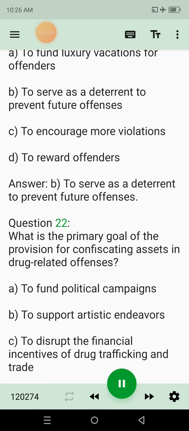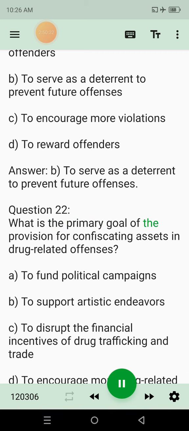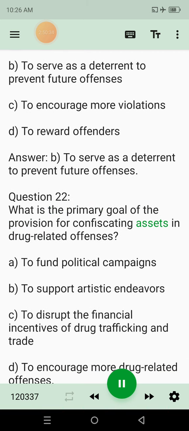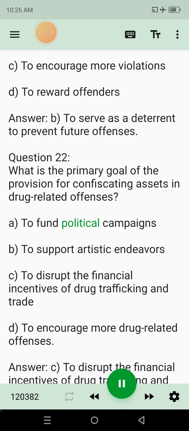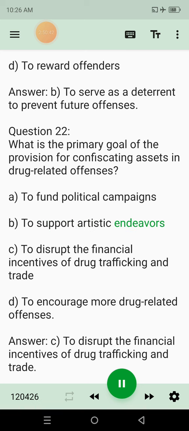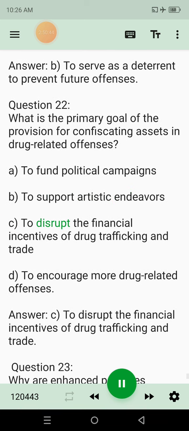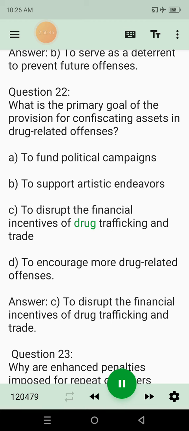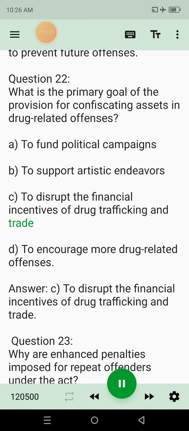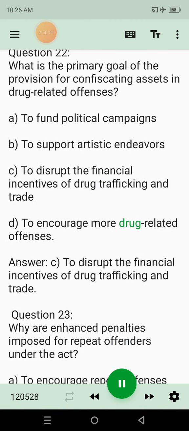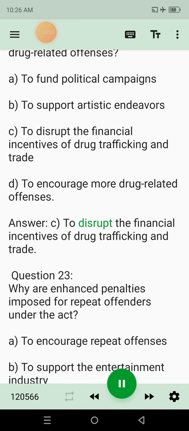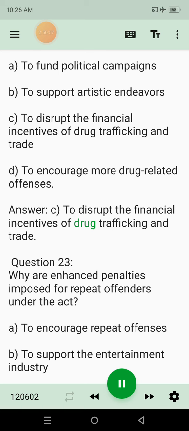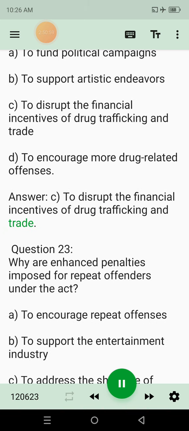Question 22. What is the primary goal of the provision for confiscating assets in drug-related offenses? A. To fund political campaigns. B. To support artistic endeavors. C. To disrupt the financial incentives of drug trafficking and trade. D. To encourage more drug-related offenses. Answer: C. To disrupt the financial incentives of drug trafficking and trade.